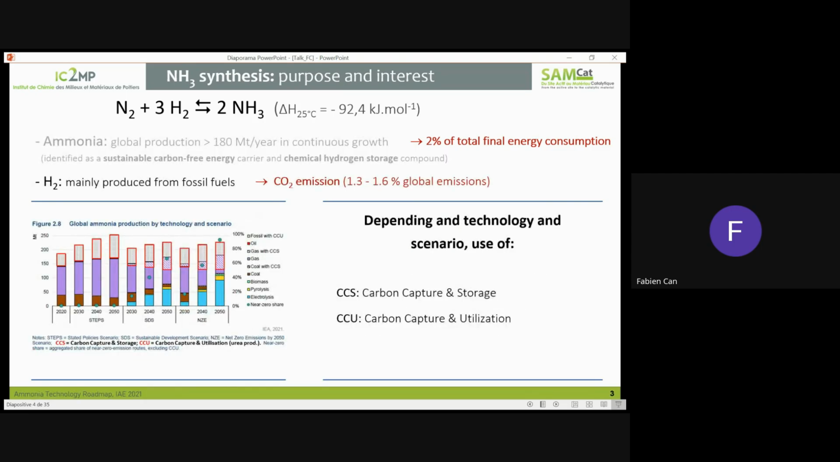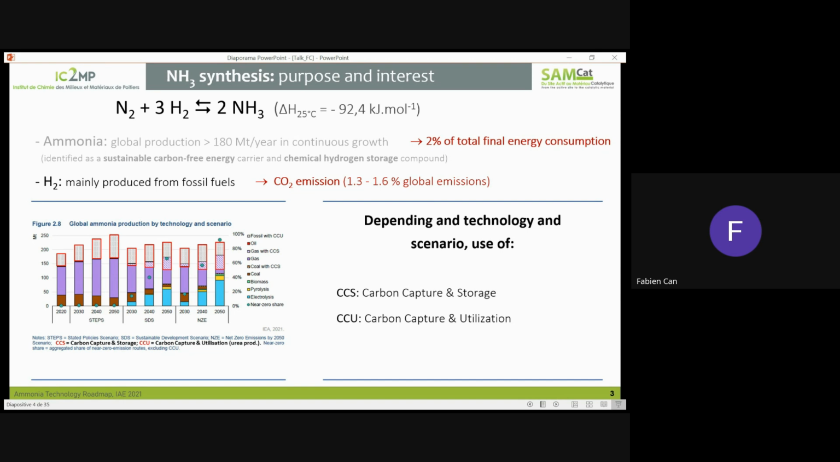synthesis is that you need to use hydrogen to produce ammonia, and historically hydrogen was produced from fossil fuels. So it leads to a very high amount of carbon dioxide emission, in association with a very intensive energy dependency of the synthesis, with around 2% of the total final energy consumption of the world. So the main challenge of this reaction is to reduce the energy dependence and the emission of carbon dioxide.